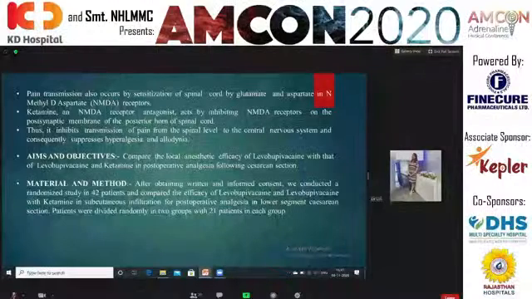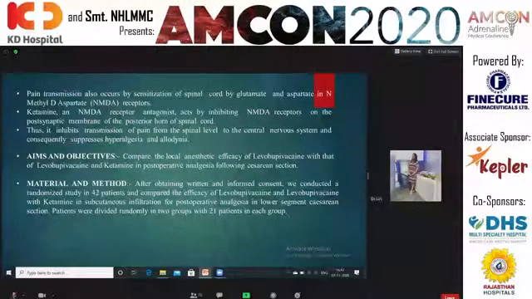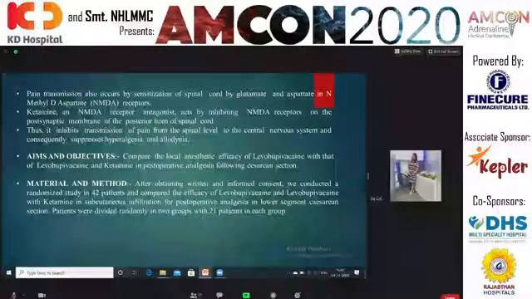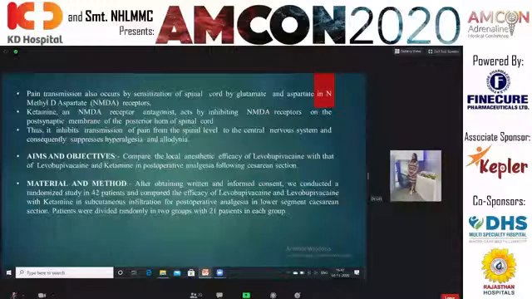Material and method. After obtaining written informed consent, we conducted a randomized study in 42 patients and compared the efficacy of levobupivacaine and levobupivacaine with ketamine in subcutaneous infiltration. Patients were divided into two groups with 21 patients in each group.